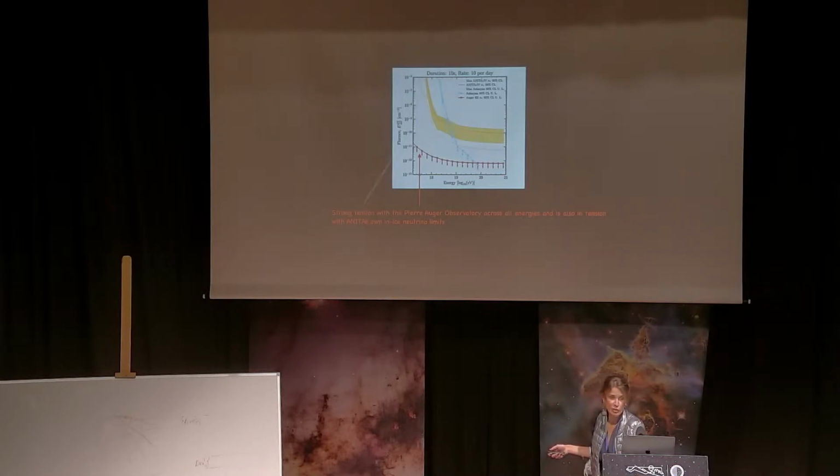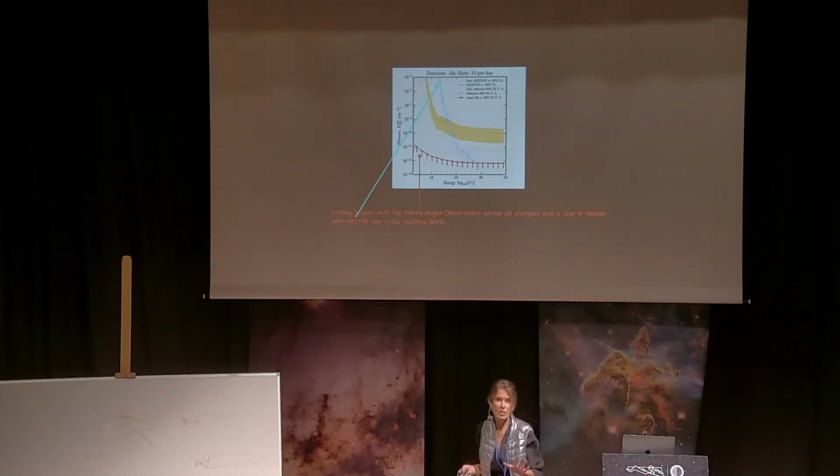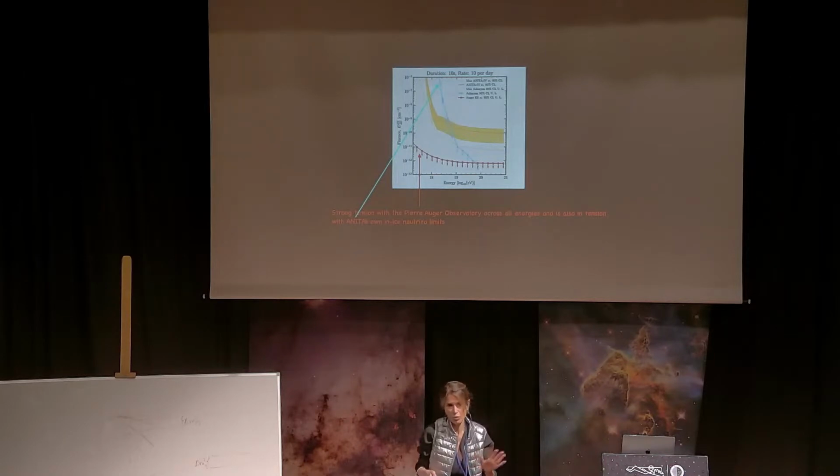So there is a strong tension with Pierre Auger observations across all energies, and also in tension with Anita's own results on this side here. Look at the limits from Anita, and look at Anita's limit before, that they had obtained, and now what they claim. So it's not clear. It certainly cannot be induced by that.